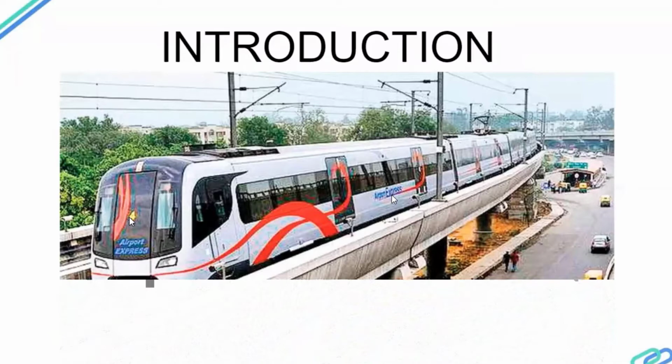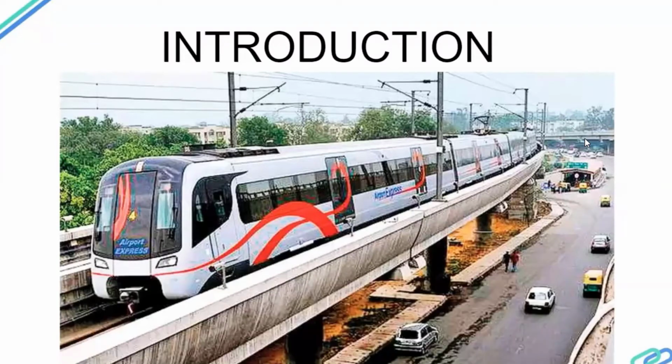So here we see a typical elevated metro viaduct, and we see that it passes through the city's landscape so beautifully without disturbing the existing traffic, as well as adding to the city a pollution-free mode of transport. This is the elevated part that is being shown here, and we see quite a few components of it.